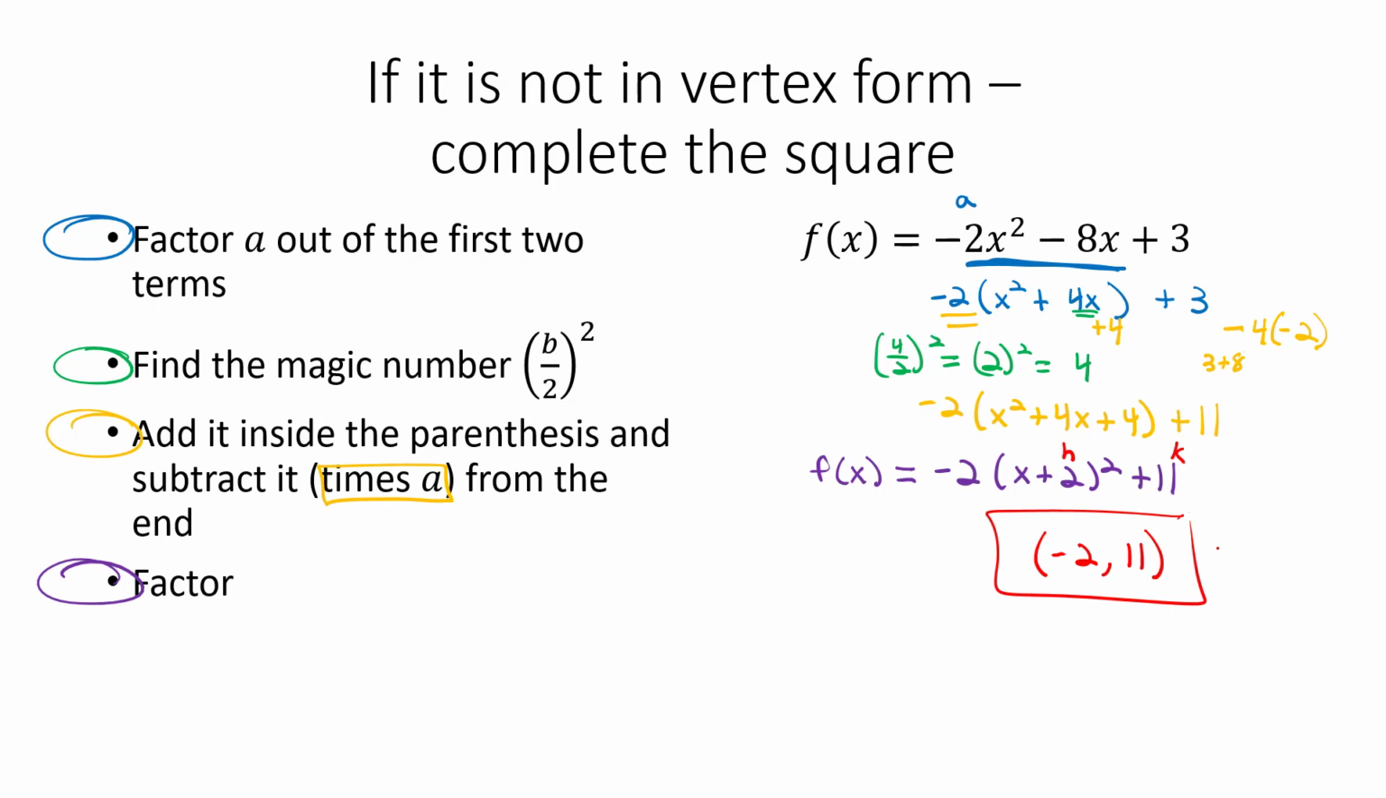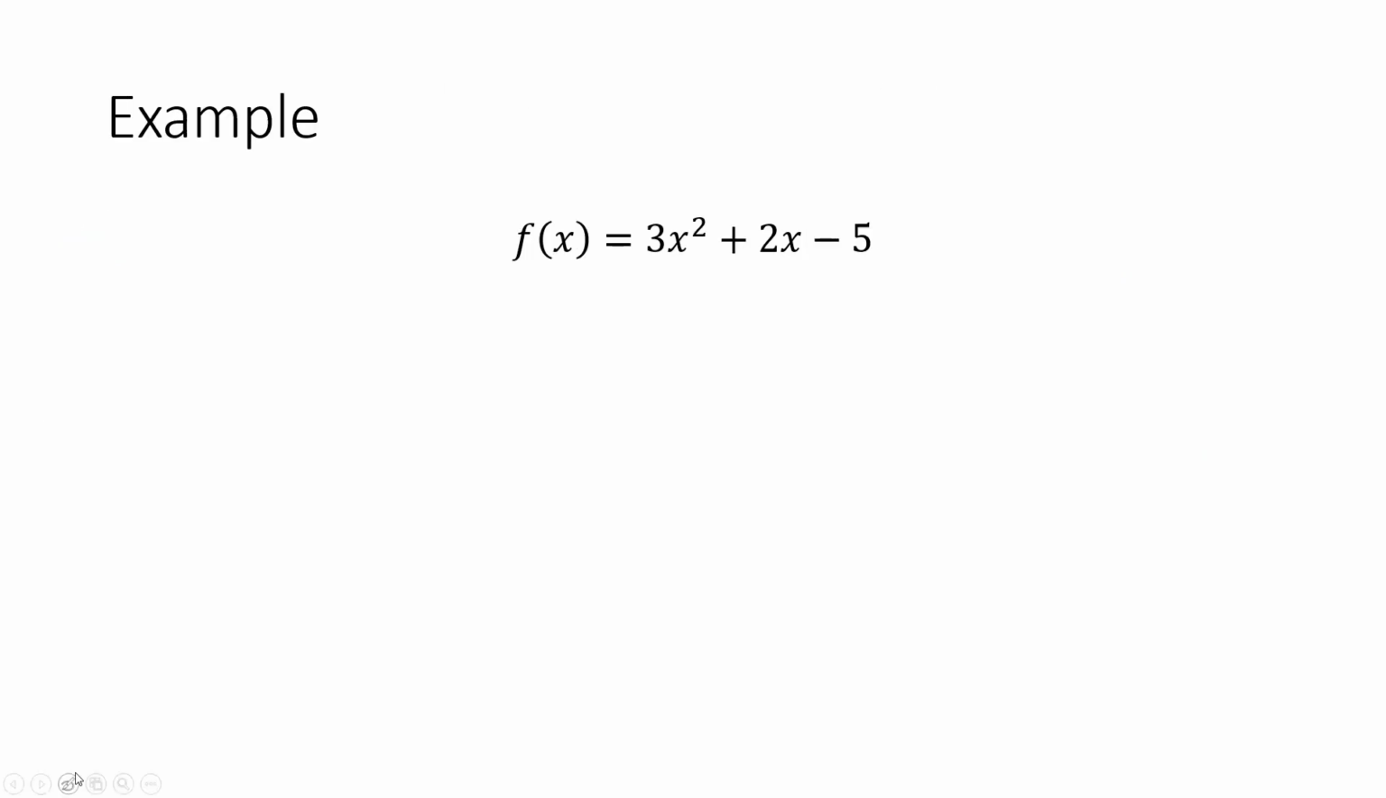That's the process we have to go through in order to identify the vertex of a function by completing the square. The process of completing the square should look really familiar to you. We're just going to tweak it so we're only working on one side of the equation. So let's do one more example.